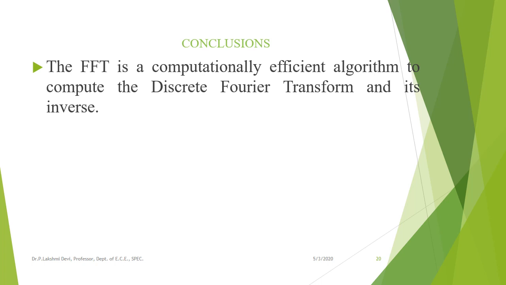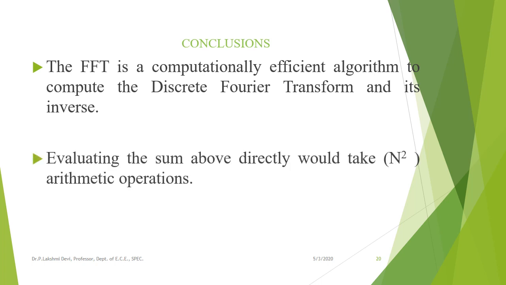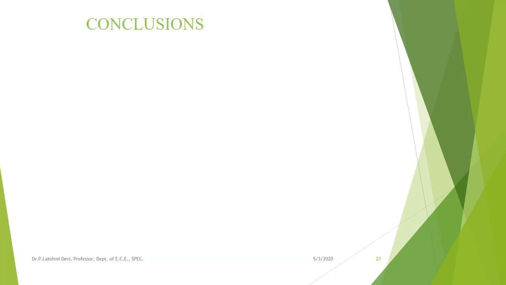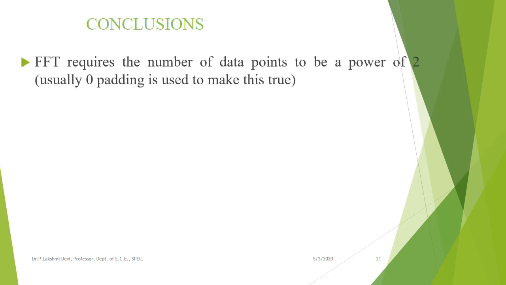The FFT is a computationally efficient algorithm to compute the discrete Fourier transform and its inverse. Evaluating the sum above directly would take n squared arithmetic operations, but the FFT algorithm reduces that computational burden to n log n base 2 arithmetic operations. With this, the number of operations in the FFT is reduced a lot compared to the DFT computation. The FFT requires the number of data points to be a power of 2. Usually, zero padding is used to make this true.